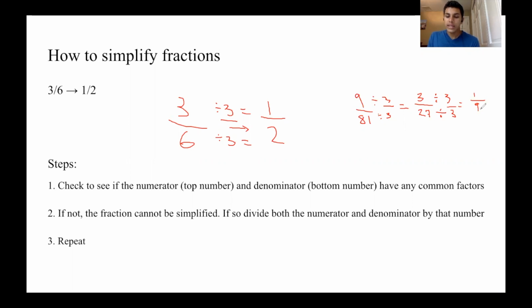And now 1 and 9 don't share any factors in common. The only number that they can both be divided by is 1. And remember, we don't count 1 when simplifying fractions. So we can say that 1/9 is the most simplified form of 9 over 81, even though we had this middle step in between. So that's why it's important to repeat.